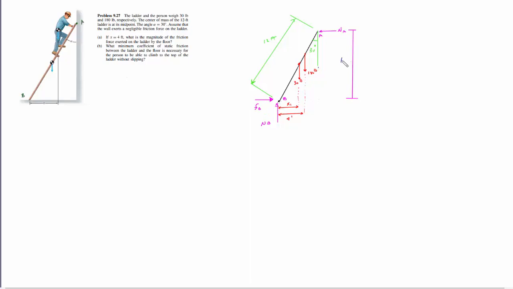So we're also going to need to compute this distance as well. We'll call this H1. So x1, if we think about it, we said that the center of mass of the ladder is sitting halfway through. Well, if this is 12 feet, this has got to be sitting 6 feet away. We know that this is also 30 degrees. So when we're looking at this, this is our opposite side, and we have our hypotenuse. So x1 is going to be the sine of 30 degrees times 6 feet.